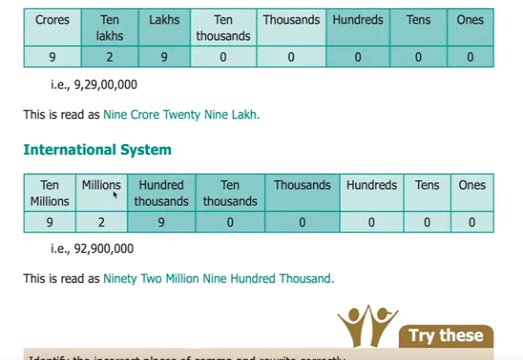What about international system? Indian system: 1, 10, 100, 1000, 10,000, lakh, 10 lakh, crore, like that. International system: 1, 10, 100, 1000, 10,000, 100,000, million, 10 million. So 92,900,000.